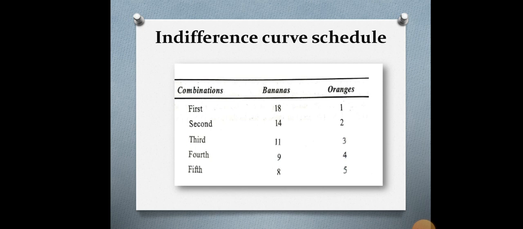Now there is another associated concept, which is the indifference curve schedule. What is an indifference curve schedule? It is simply the tabular representation of the combinations of two goods and the quantities that the consumer has purchased. Here we can see that there is a table where the first column shows the combinations, the second column shows one fruit, and the third column shows the other fruit. So the table shows five different combinations, where different quantities of bananas and oranges are being purchased, but they will give the same level of satisfaction.